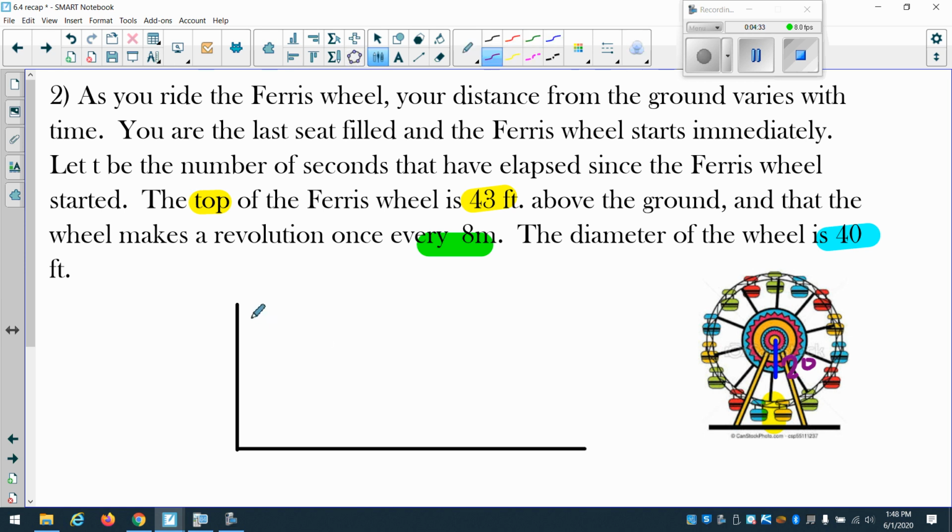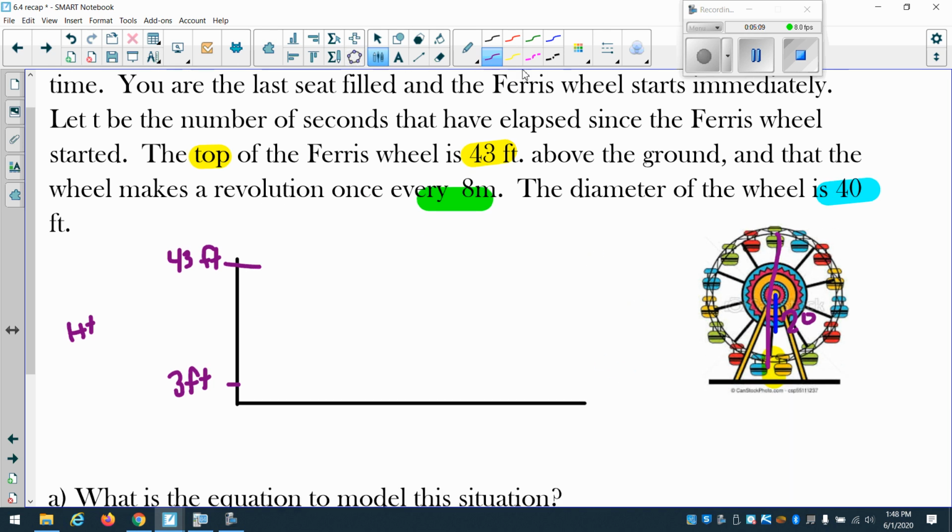So we know the top of the Ferris wheel, or the highest point, is 43 feet. Okay, we know the diameter is 40, so that means from the top of the circle to the bottom is 40. So if I take 43 minus 40, I get a minimum height of 3 feet, okay? So that takes care of, so far, your y-axis. You know there's one piece missing, our midline, which we'll get to.